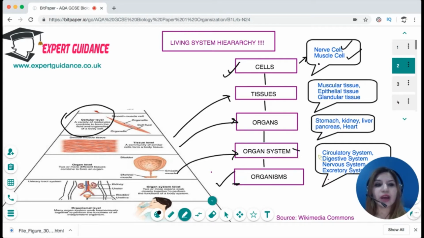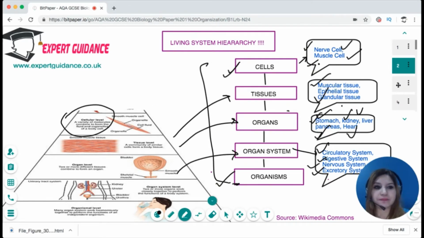Now, what are the different organ systems? Like the circulatory system, digestive system, nervous system, and excretory system, they make up the different organ systems of animals. And if we talk about just the digestive system, the different organs in that will be stomach, kidney, liver, pancreas, heart. These are the different organs. And then the organs are further made up of smaller tissues like muscular tissue, epithelial tissue, and glandular tissue, and the tissues are made up of collections of cells. So you should know this hierarchy and the examples of them.